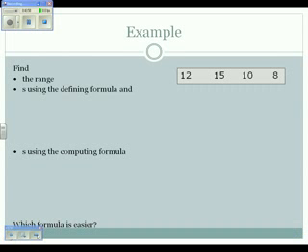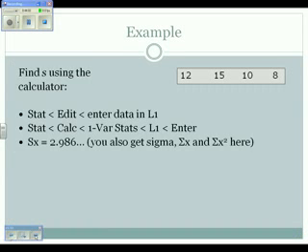So, are there any questions about that so far? Okay.